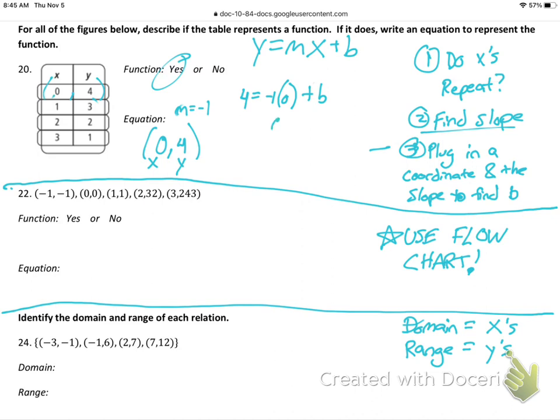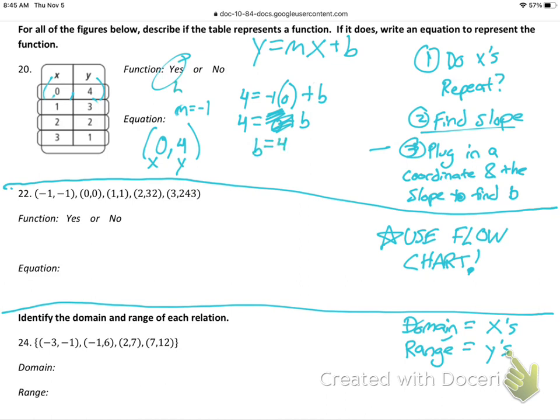1 times 0 is 0. That's going to be 4 is equal to 0 plus b. And then this is just going to cancel just because it's 0. If it was, say, a negative 1, you would have to add 1 to each side. If it was a 1, you'd have to minus 1 on each side. But I'm left with b is equal to 4, and you can write it, just flip it over.